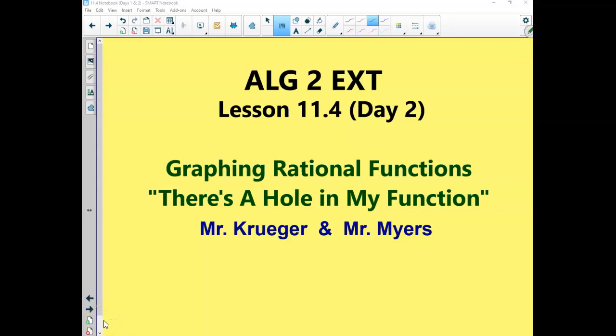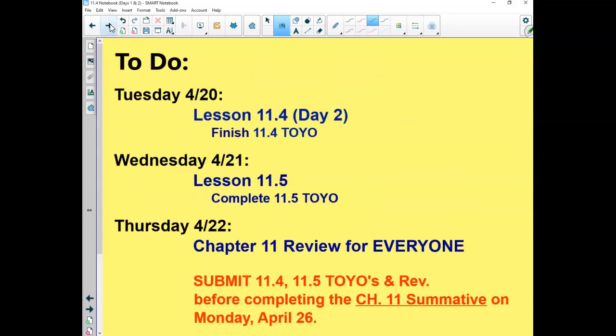And we're back for 11.4 day 2, guys. There's a hole in my function, so we're going to check out the holes again here. But before we do, we are going to have a relatively short video today on day 2. You're going to finish the last 3 graphs and your limits page on the last page of your homework.